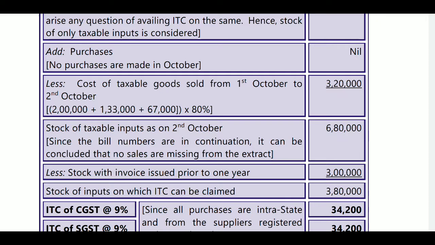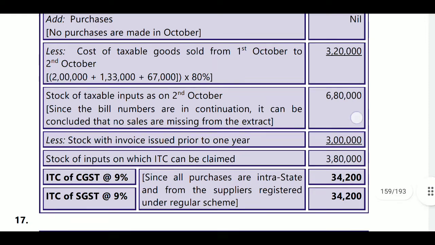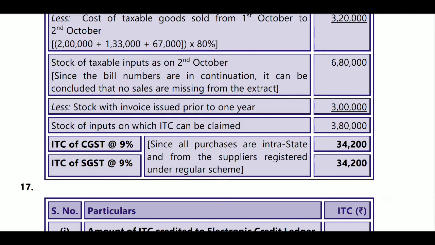Next, less: stock with invoice issued prior to 1 year. Stock was issued, that 1 lakh P is issued 3 lakhs, which is used for the April month in the preceding financial year, 3 lakhs. So prior to 1 year, less 3 lakhs will be deducted. Stock of input on which ITC can be claimed, 3 lakhs 80 is available. You can claim on 3 lakhs 80.